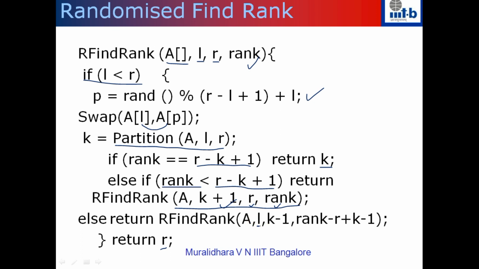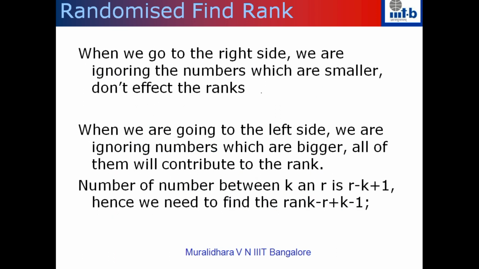When I go to the left hand side, the indices will be from L to k minus 1, but I have to find a rank which is something else. When I go to the right, I still find the same rank, but when I go to the left, the rank will not be the same, it will be different. What you need to note is that when you go to the right hand side, we are ignoring the numbers which are smaller than the pivot. When we ignore the numbers which are smaller than the pivot, they don't affect the ranks. But when you go to the left hand side, we are ignoring the numbers which are bigger than the pivot.